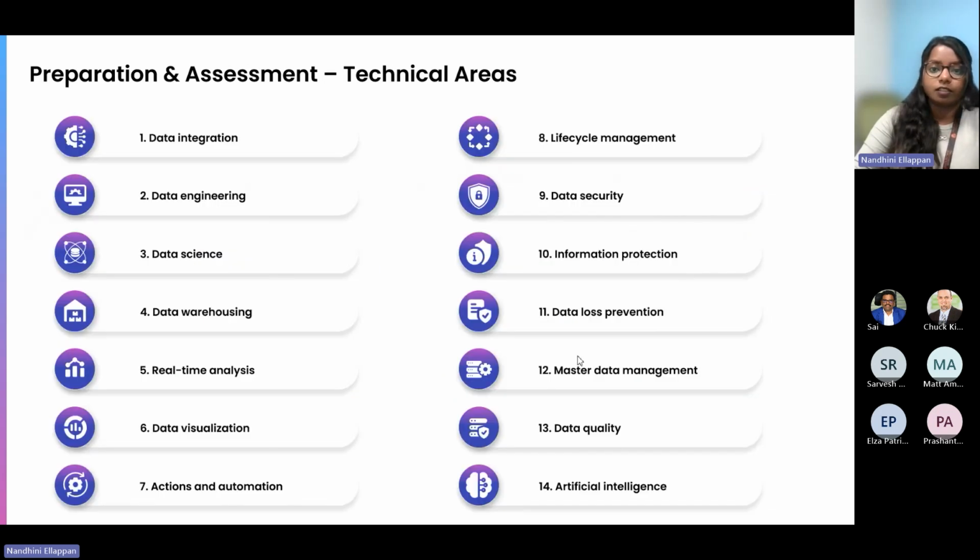Once we have the data culture assessment ready, we would go through the technical area assessment, and these areas are already known by most of the organizations. Some key areas that we can highlight over here that are mostly missed are data loss prevention, data quality, and master data management, which are most of the time deprioritized, but we also need to prioritize these areas to make sure the assessment is fully done. And once we complete both of these assessments, we'll have a clear picture of where we are right now and where we need to move towards.